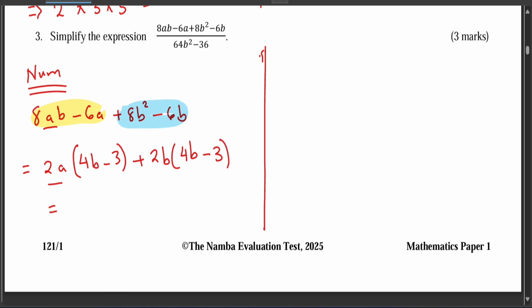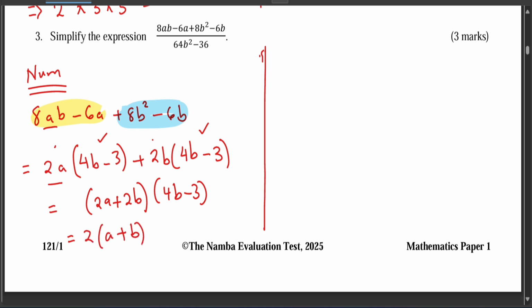So you're left with 2a plus 2b, okay, into bracket 4b minus 3. The one that you get written twice, you will write it once, and the one which is outside that bracket you write in one bracket, which is 2a and 2b. So you can still factorize for the 2a and 2b. The common factor is 2, therefore you'll have a plus b. The other one is 4b minus 3.